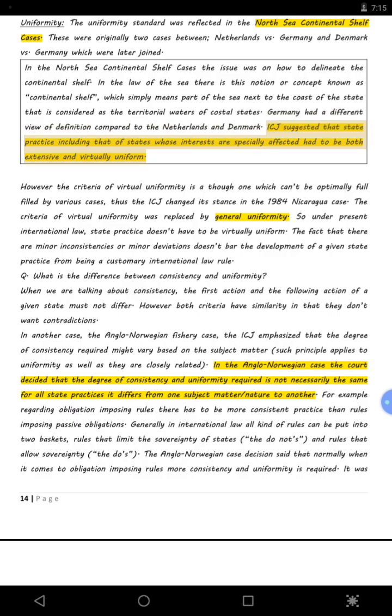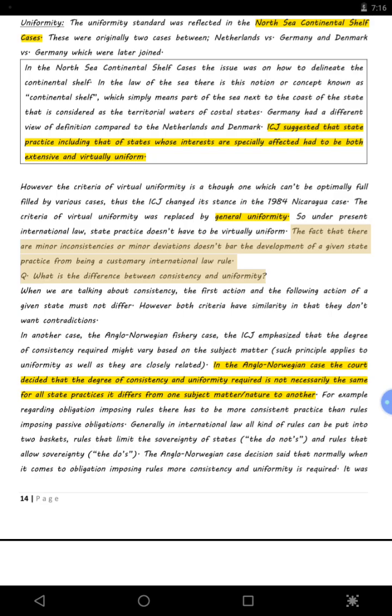The ICJ suggested that state practice, including that of states whose interests are specially affected, had to be both extensive and virtually uniform. However, the criterion of virtual uniformity is one which can't be optimally fulfilled in various cases, thus the ICJ changed its stance in the 1984 Nicaragua case. The criterion of virtual uniformity was replaced by general uniformity. So under present international law, state practice doesn't have to be virtually uniform. The fact that there are minor inconsistencies or minor deviations doesn't bar the development of a given state practice from becoming a customary international law rule.